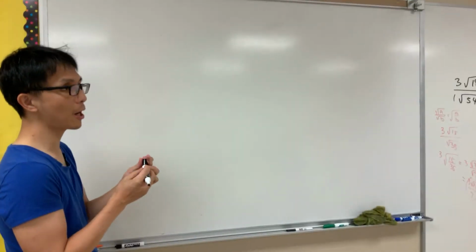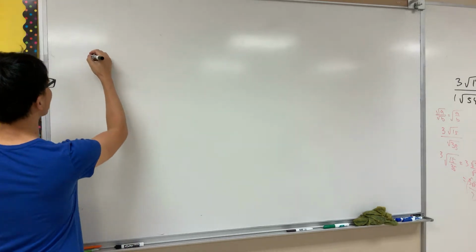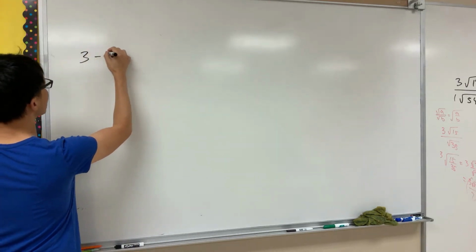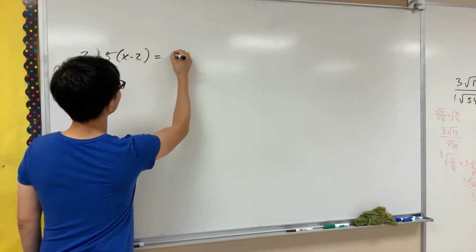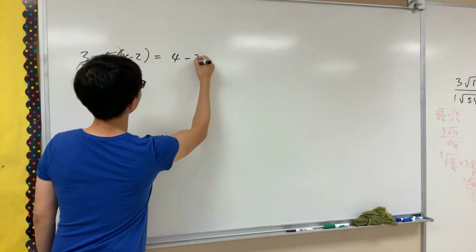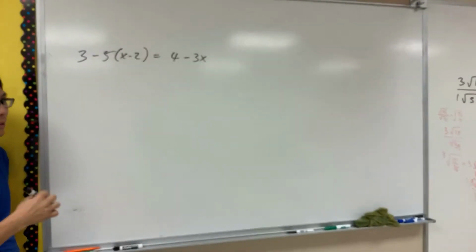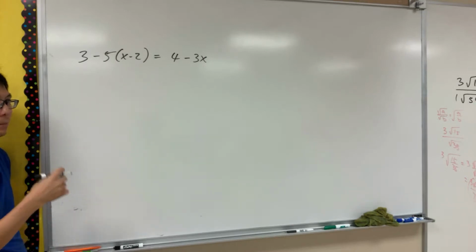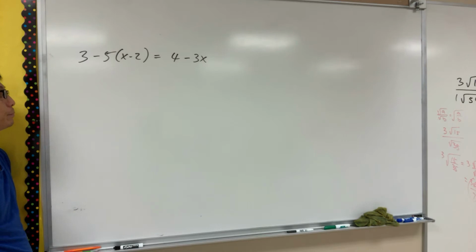So I'm gonna start by solving a linear equation. Let's say, I'm gonna give you a tricky one, not a simple one. 3 minus 5 times (x minus 2) is equal to 4 minus 3x. I wanna solve this linear equation. A lot of people are going to make a mistake here, and hopefully you're not going to. Hopefully you know where the mistake can happen.